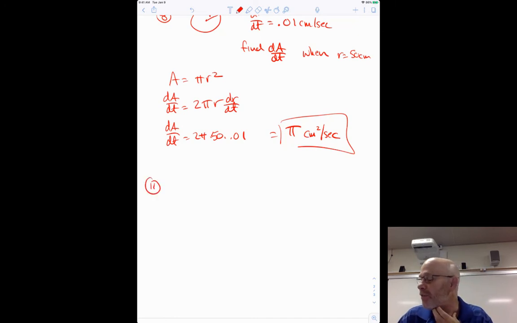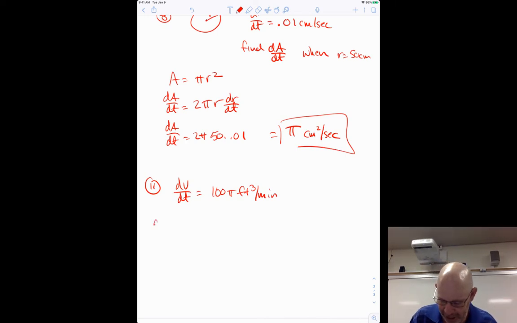Problem 11, a spherical balloon is inflated with helium at a rate of 100 pi cubic feet per minute. So that's volume. We're putting air into this balloon, so we're changing the volume at 100 pi cubic feet per minute. And then part A is how fast is the radius increasing. So that's dR/dt, when the radius is 5.